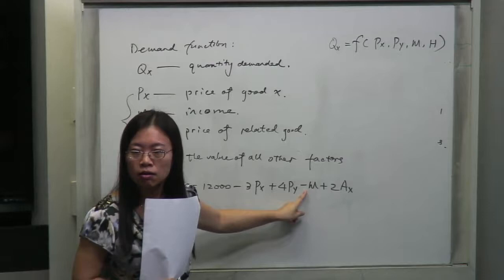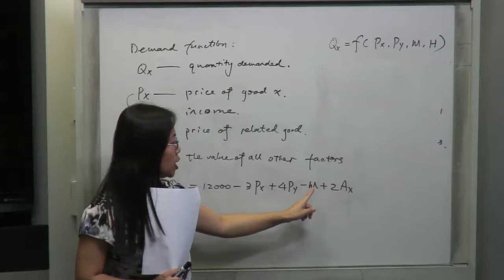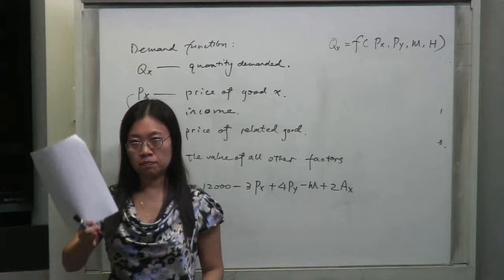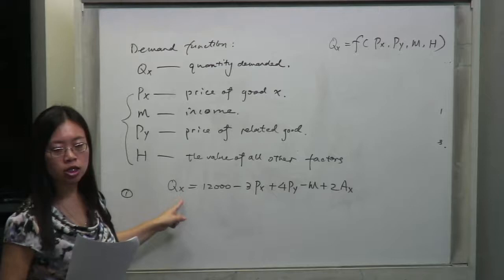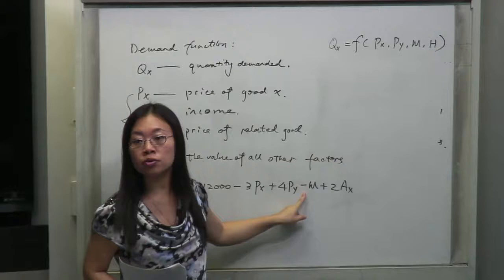It's inferior because of the negative sign in front of it, so income and quantity demanded are correlated negatively. So this good X is an inferior good. If the sign here were positive, then you would know this is a normal good, right?